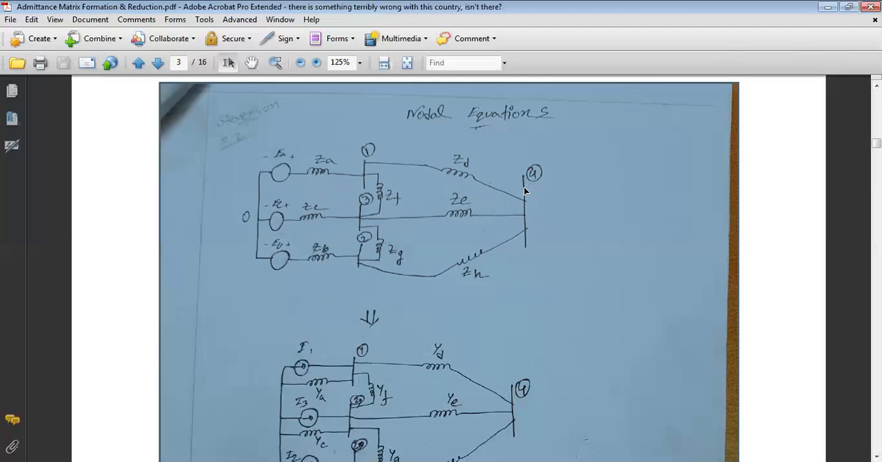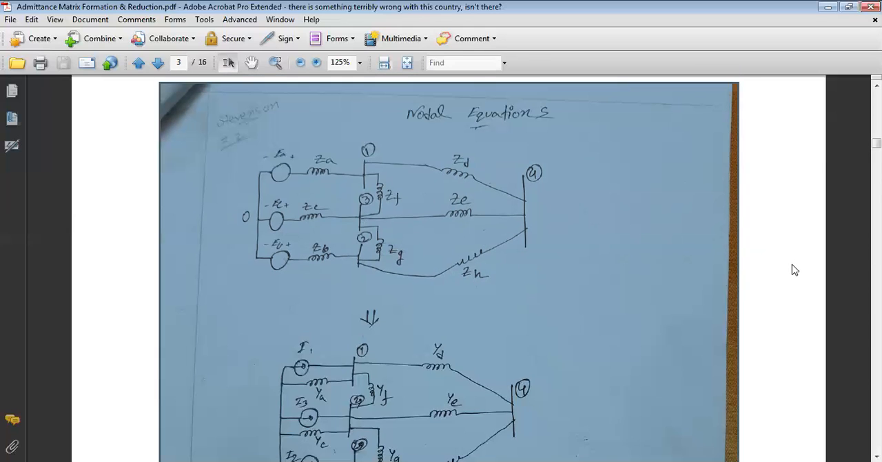Here is another bus, that is bus 4, and at this bus there is no connected generator or load. So this is a bus without any generator. These are the connecting impedances from bus to bus: bus 1 to bus 4, the impedance is ZD; bus 3 to bus 4, ZE; bus 2 to bus 4, ZH; bus 3 to bus 1, ZF; and bus 3 to bus 2, ZG.